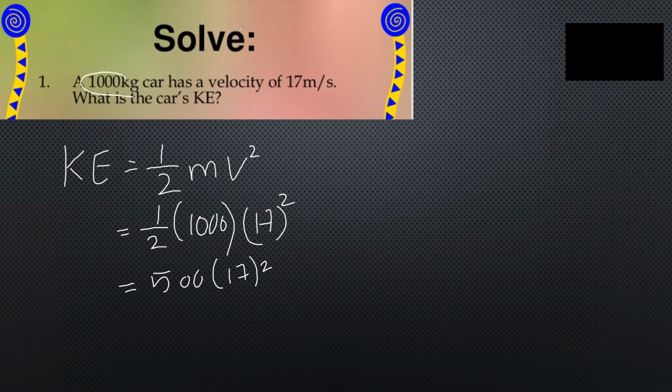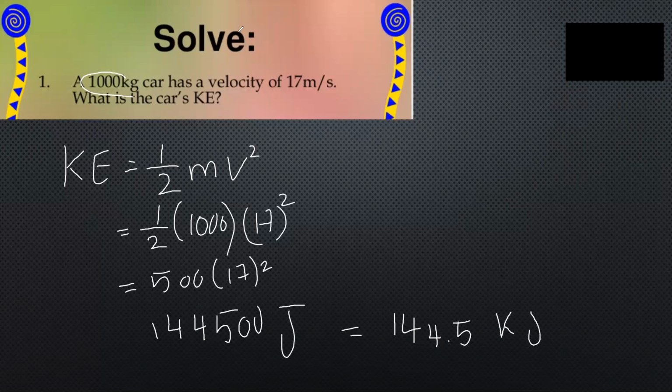So it's 0 joule, or we can say that it is 144.5 kilojoule. This is how to find the kinetic energy. Is it easy or is it clear? Do you have any questions? Yes, teacher.